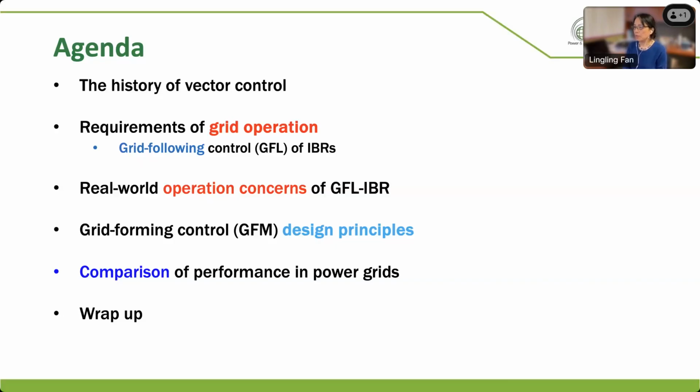Then moving forward, we will cover grid forming control design principles, with the goal to tackle these concerns. Finally, we will do a couple of comparisons of performance of those different control philosophies in power grids, and then we will wrap up.